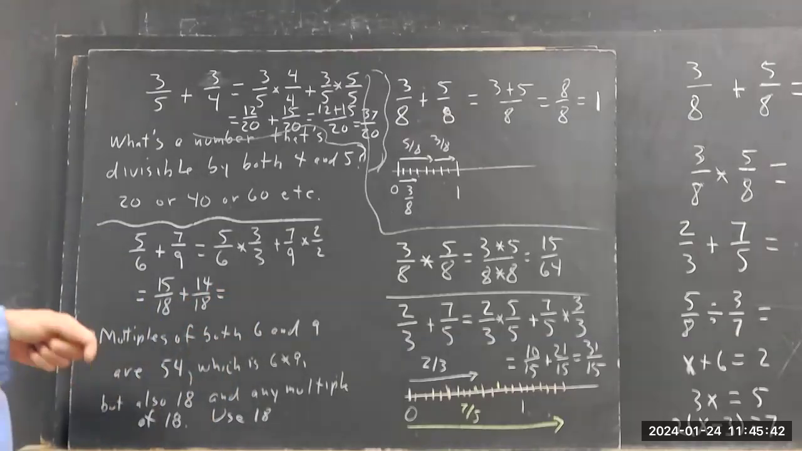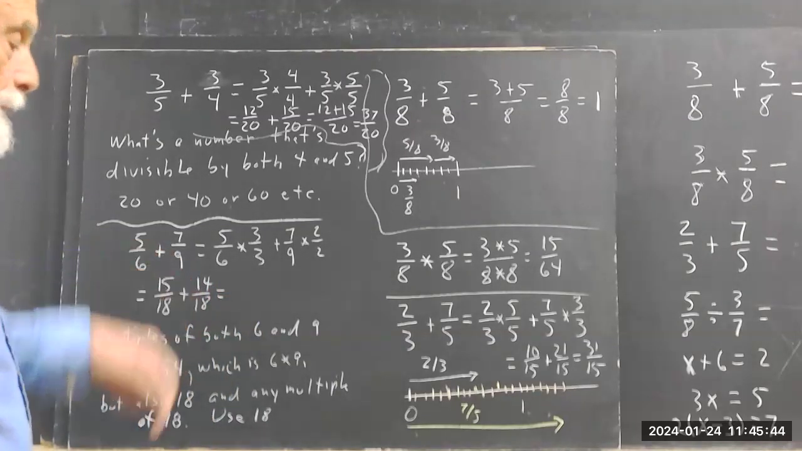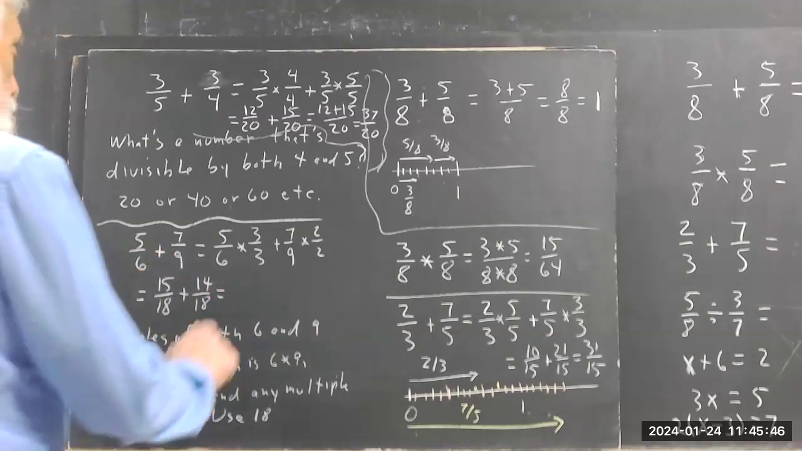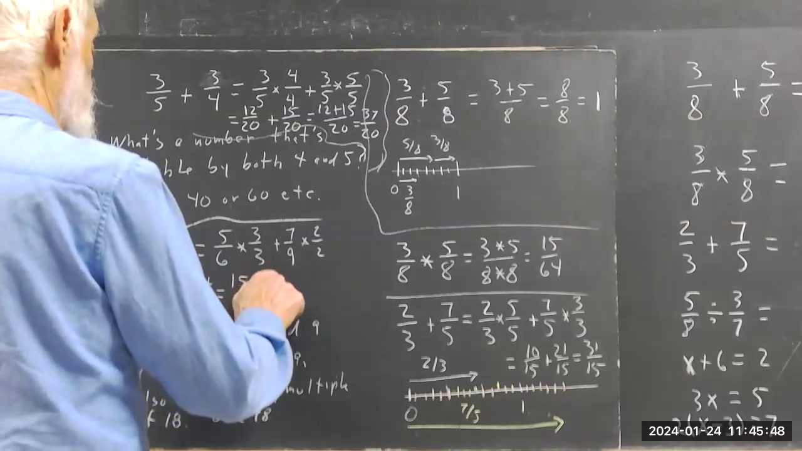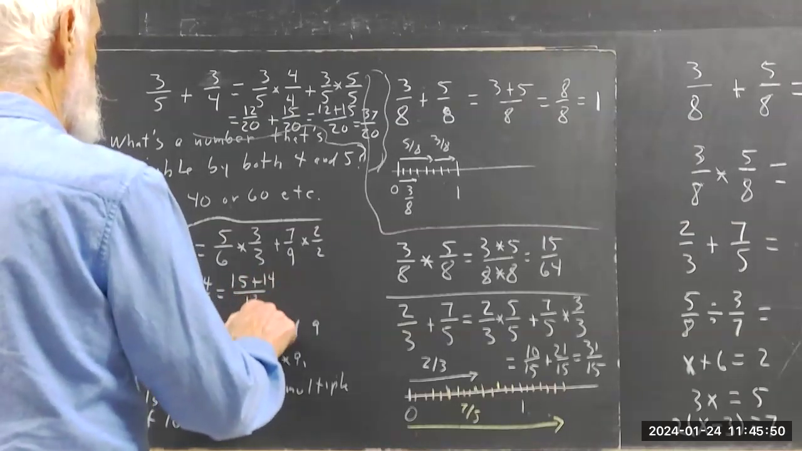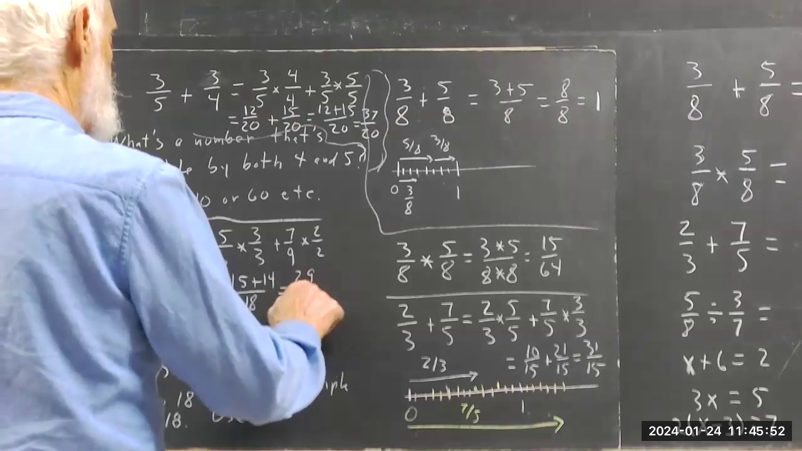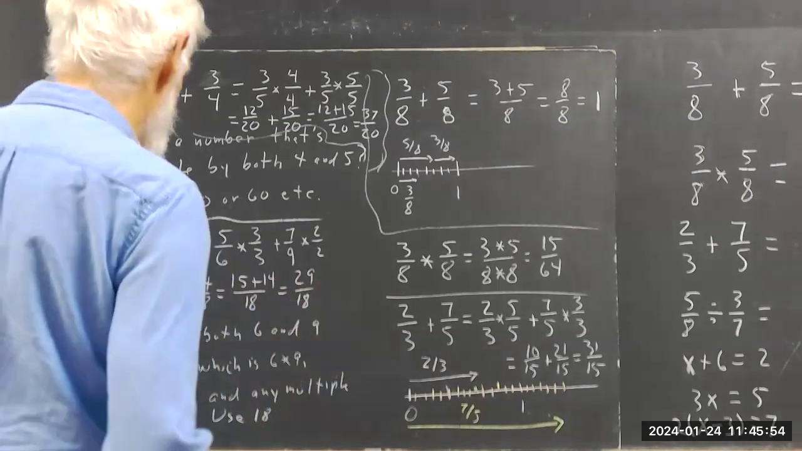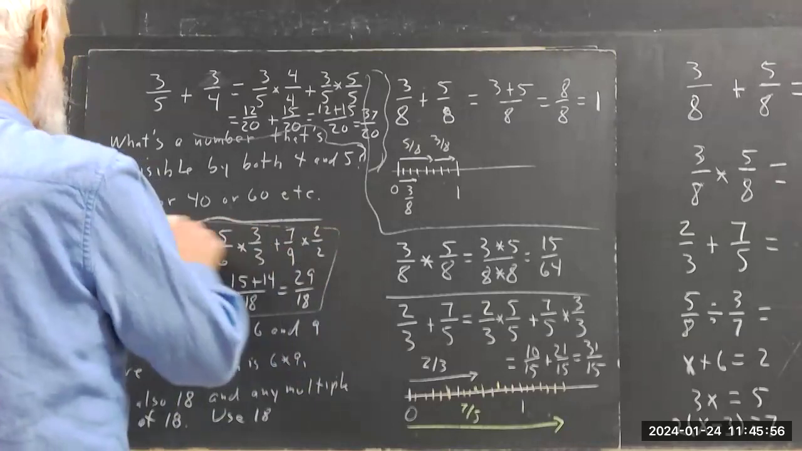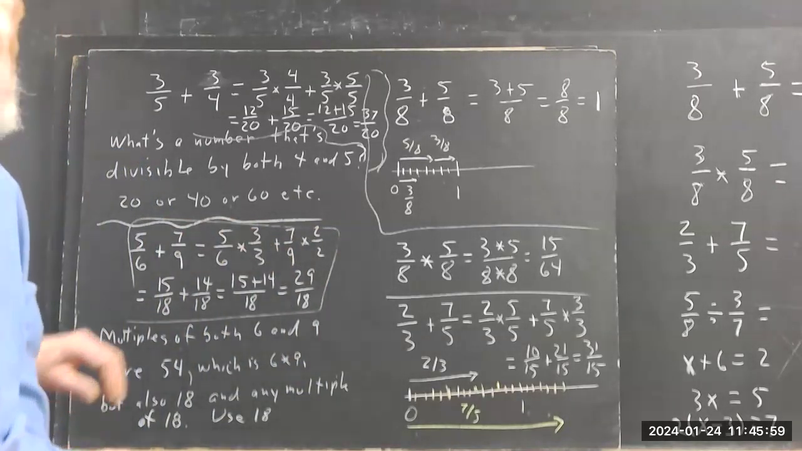Now we say, well, how many 18ths have we got? We got 15 of them here, we've got 14 of them here. That makes 15 plus 14 18ths, which is 29 18ths. Okay.